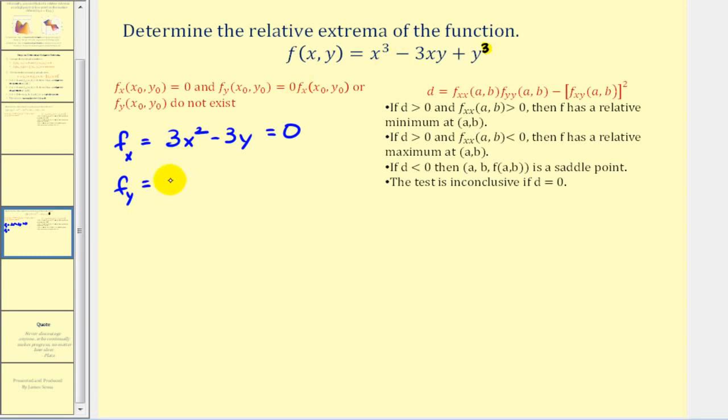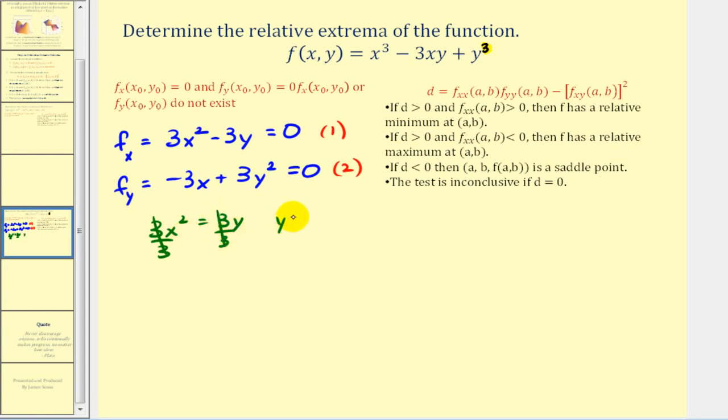It's going to give us negative 3x plus 3y squared. So now we have to solve this as a system of equations because they both contain x and y. Using equation 1, if we solve this for y, we'd have 3x squared equals 3y. Divide both sides by 3. This tells us that y is equal to x squared.